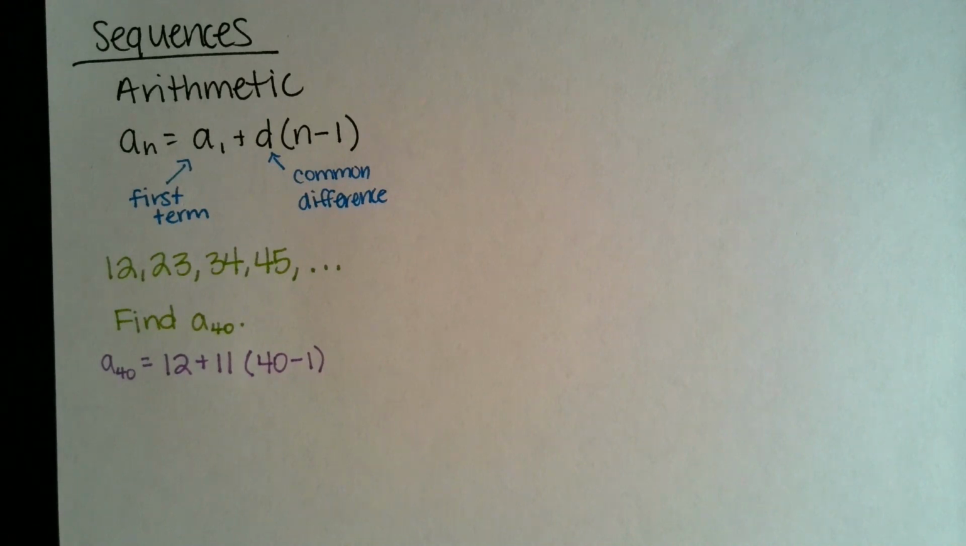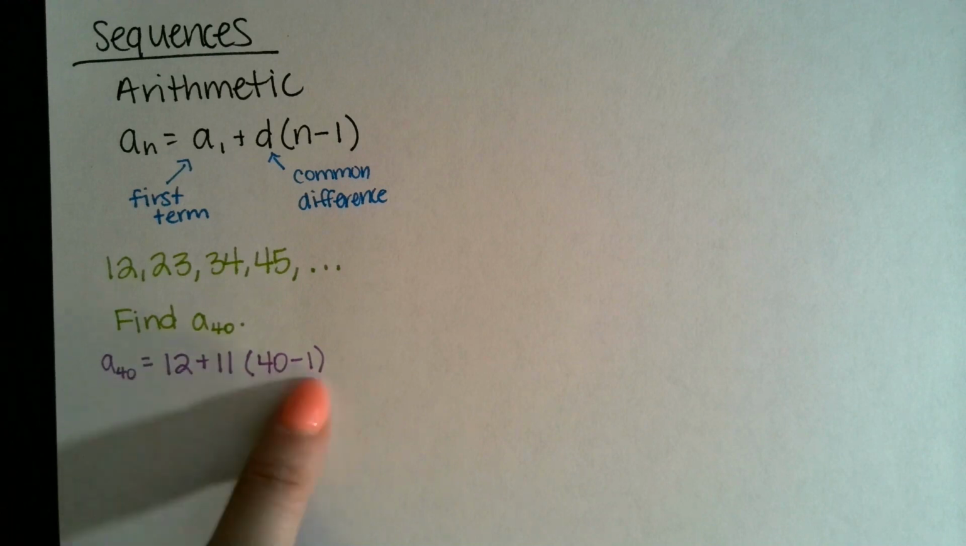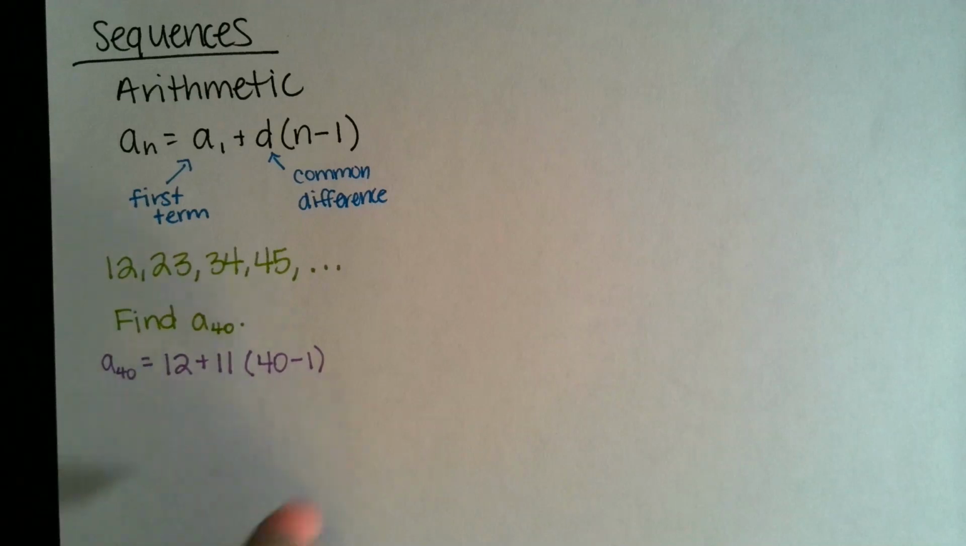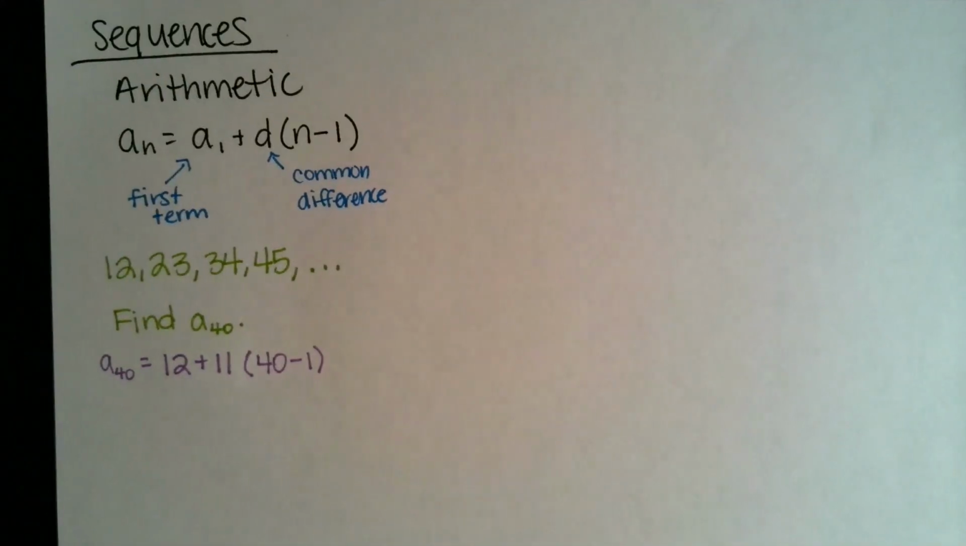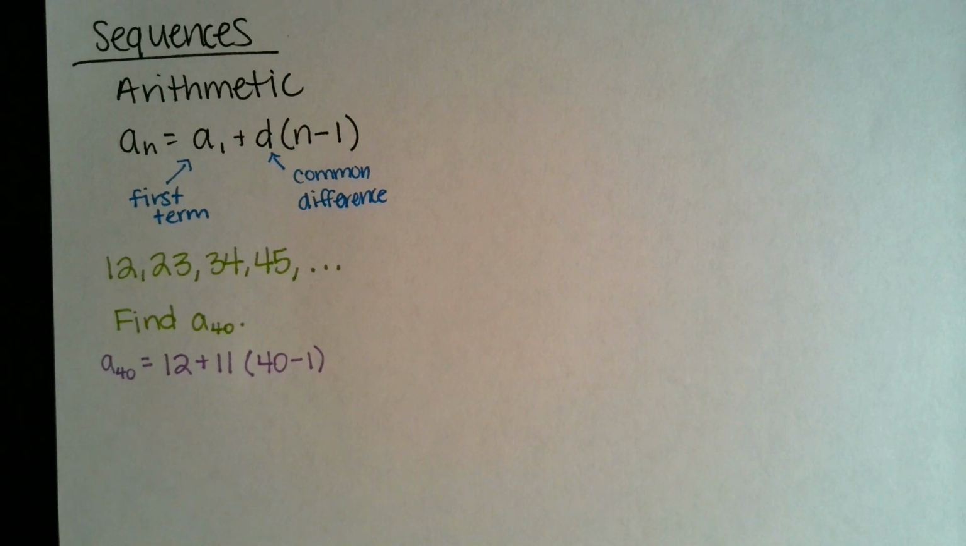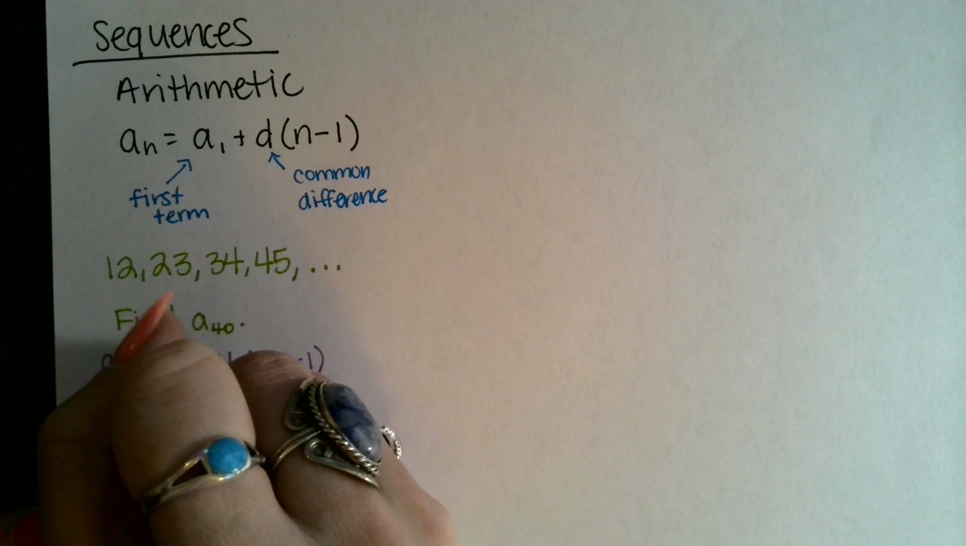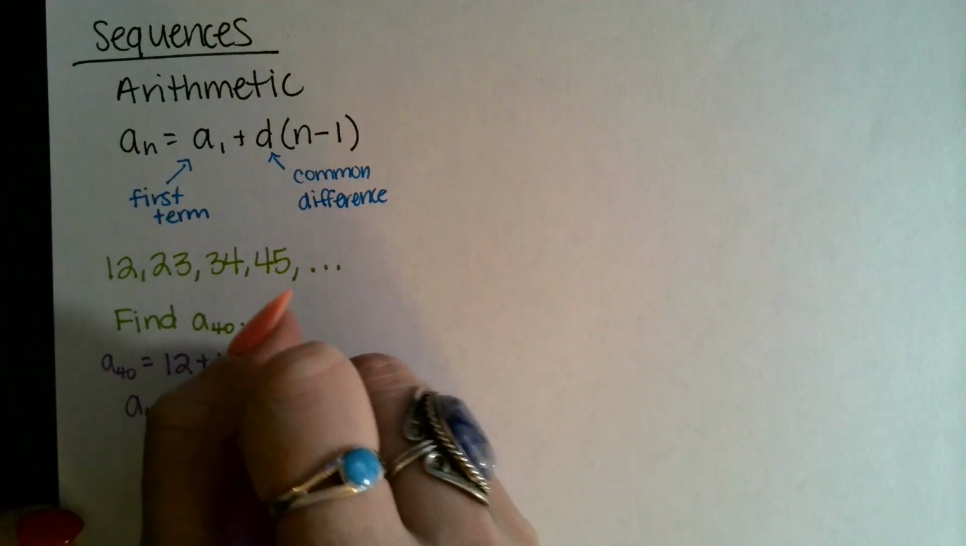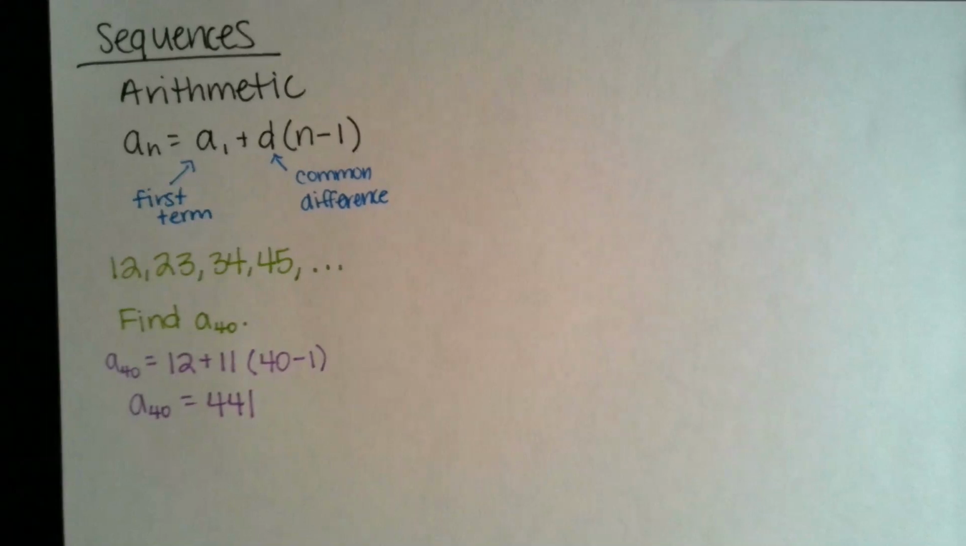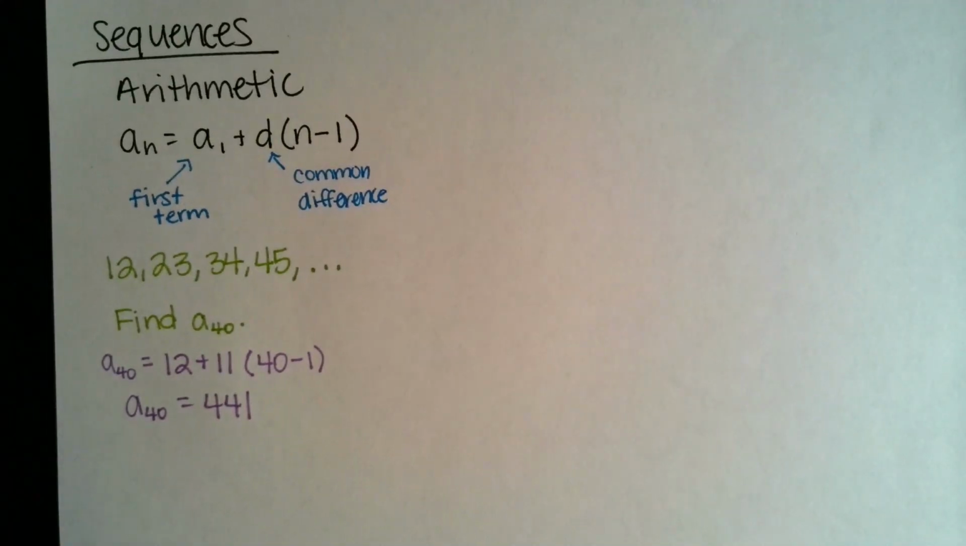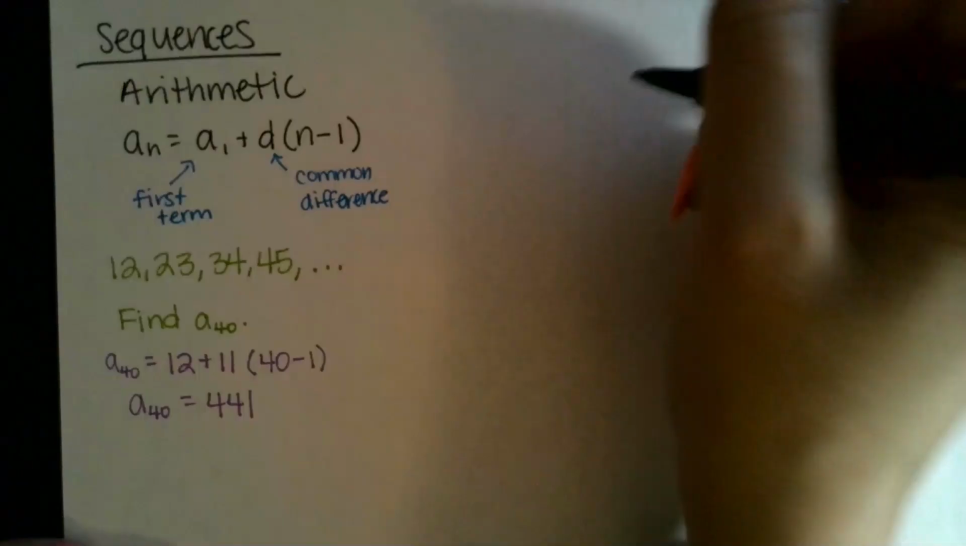Calculators. You put this in your calculator exactly like this. Tell me what you get. What is it? Yeah, 441. So a sub 40 equals 441. Good job. Any questions about arithmetic sequences? Okay, let's do geometric.